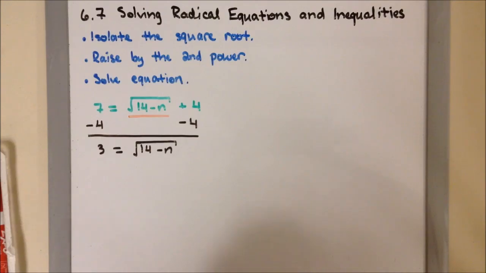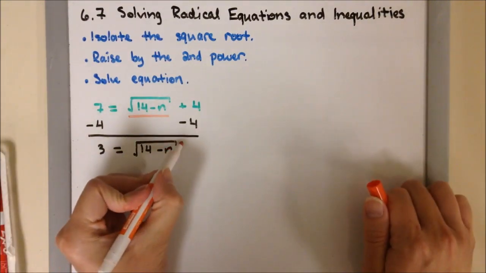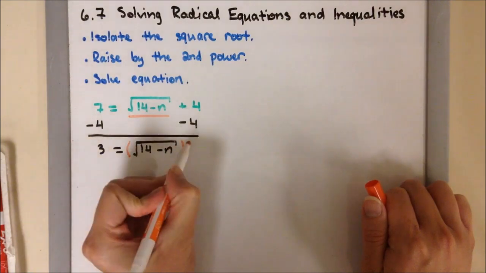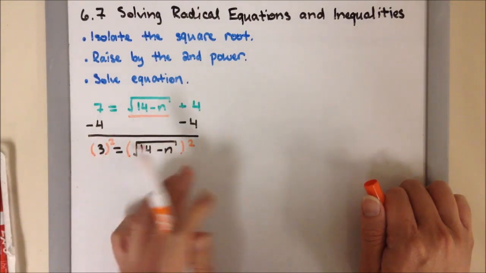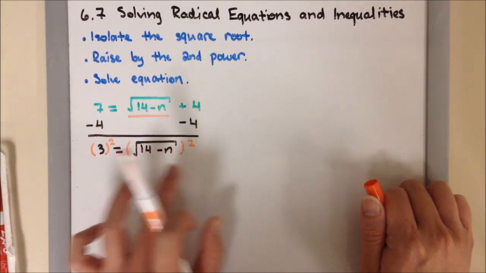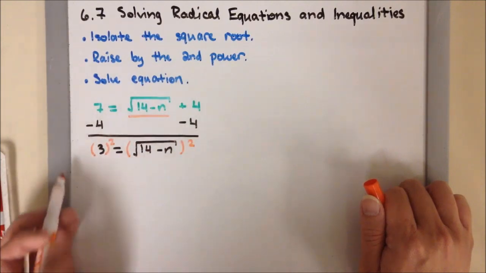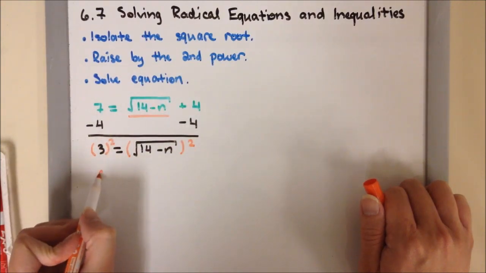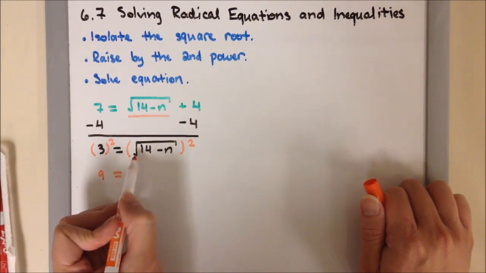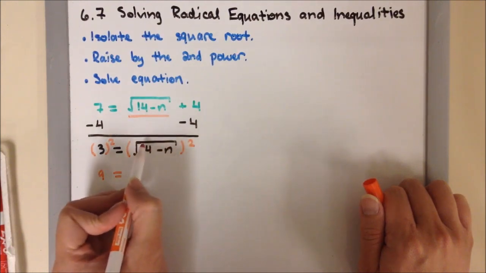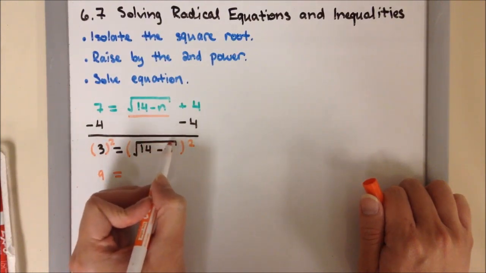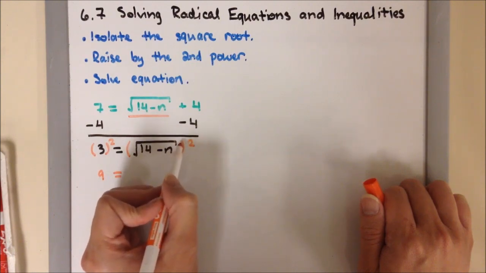Once I get the square root by itself, I'm going to raise both sides by the second power. On my right side, I'm going to raise the whole thing by the second power, and on the left side, I'm going to raise it by the second power also. I have to do it on both sides by the same exponent. On the left, 3 squared is 9. And when I raise the square root of 14 minus n by the second power, this radical will disappear because it will become 1 with the rational exponent.